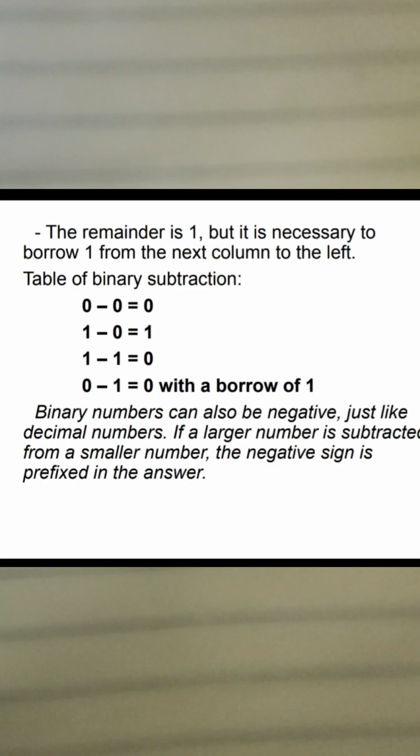And now, let's proceed to subtraction. In subtraction, there is also a rule we follow. 0 minus 0 is 0. 1 minus 0 is 1. 1 minus 1 is 0. And then 0 minus 1 is equal to 1 with a borrow of 1. Now, let me show you some examples.